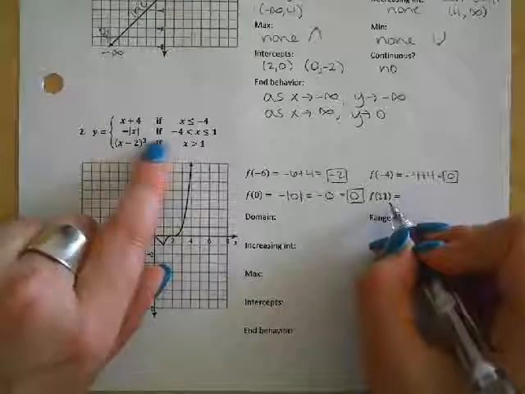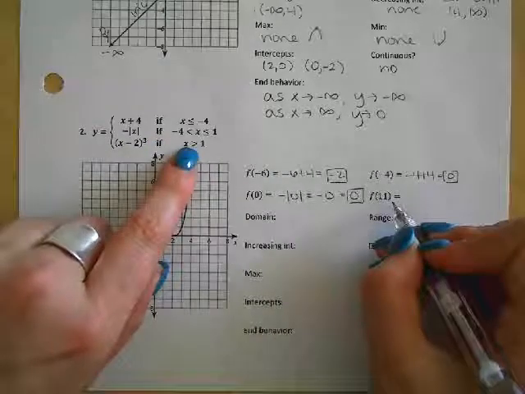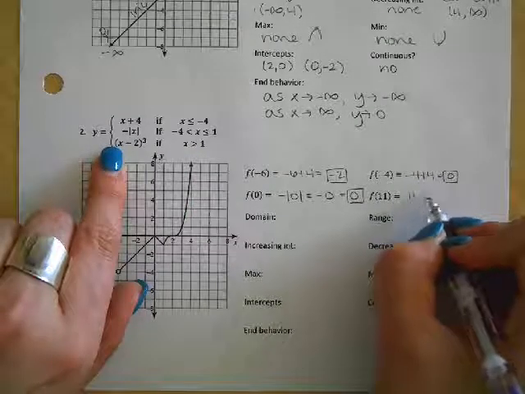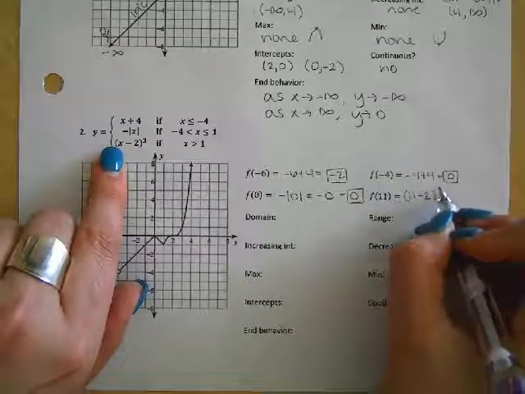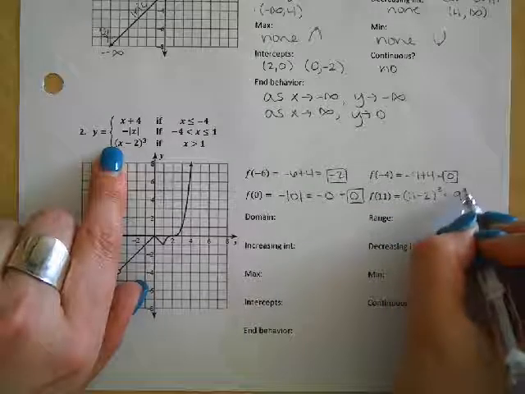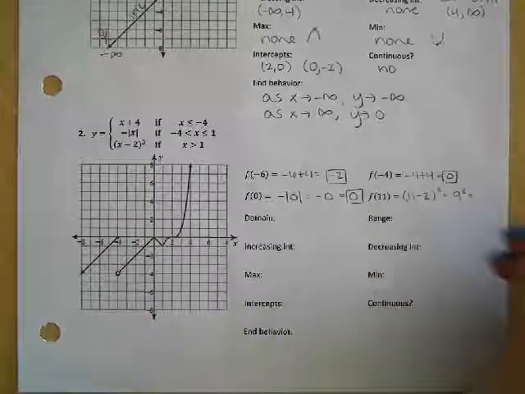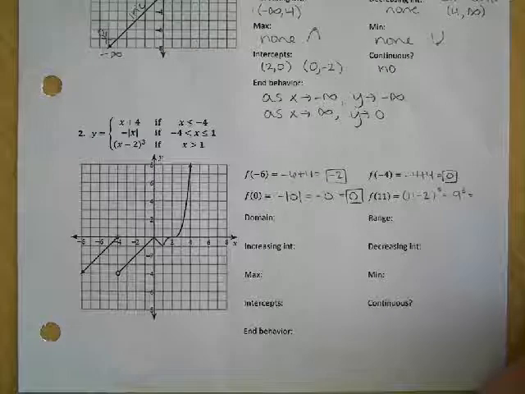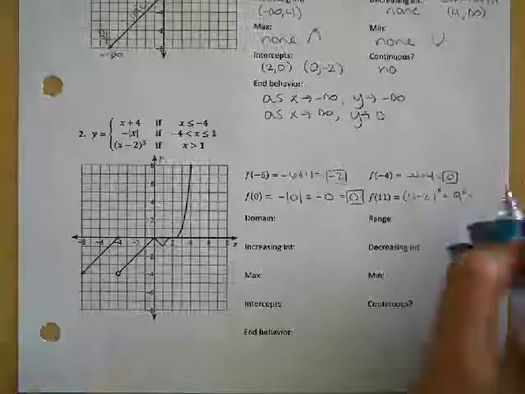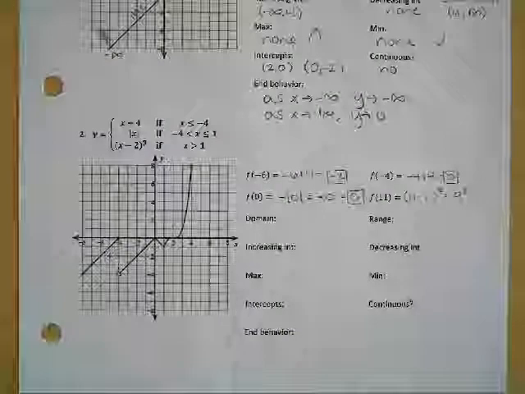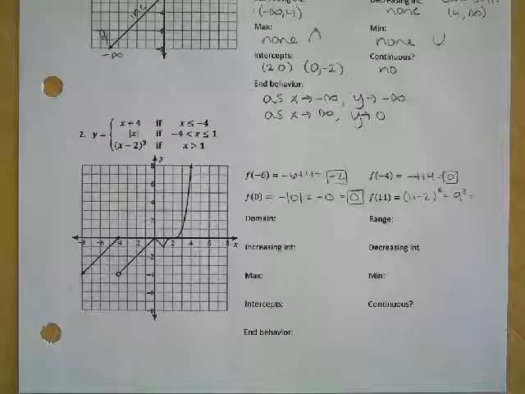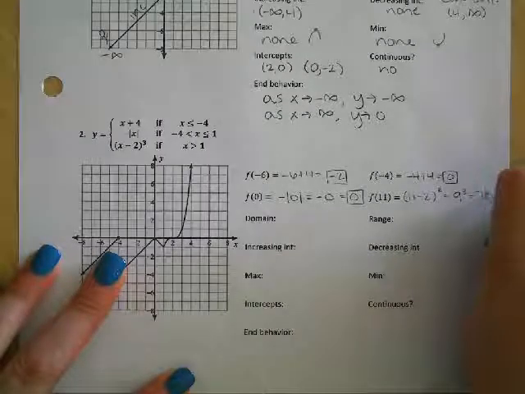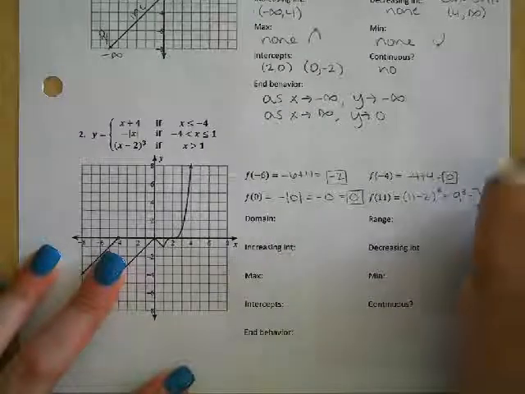And then here I'm going to plug in 11. That's going to be the third piece because that's bigger than 1. So I have 11 minus 2 cubed is 9 cubed, which is 81 times 9. I think that's bigger than I know. I think it is. Let me type that in. 9 to the third, 729. It's a big number. All right.